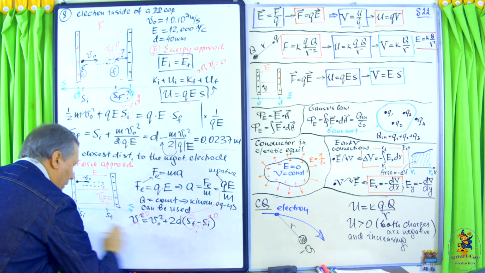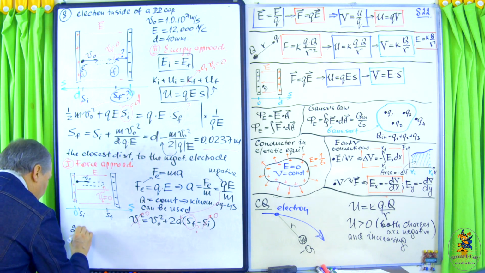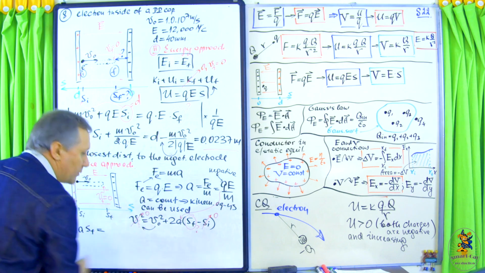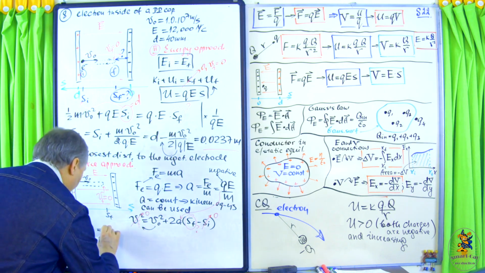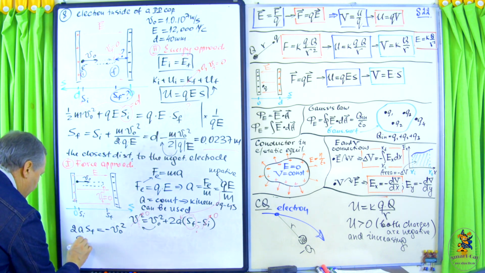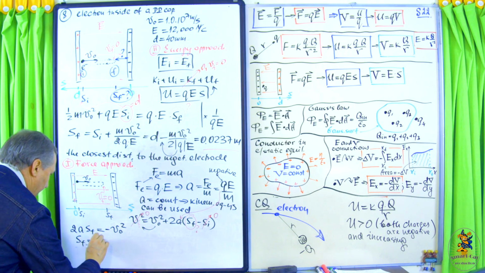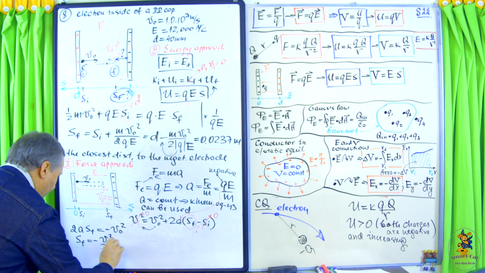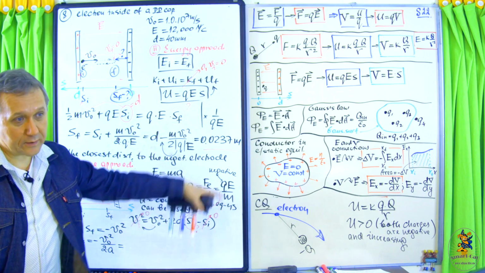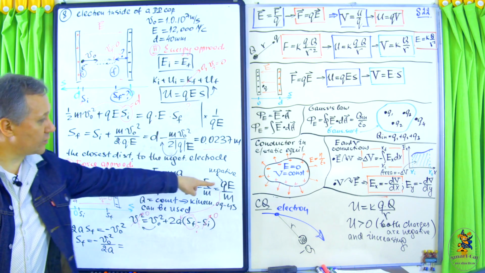So it will be, again, let me do it one step at a time. 2ASF equals V naught goes to that side with minus. So it will be minus V sub 0 squared. And so SF equals minus V naught to the power of 2 divided by 2A. And acceleration we already found. And again, acceleration will be negative because charge is negative.